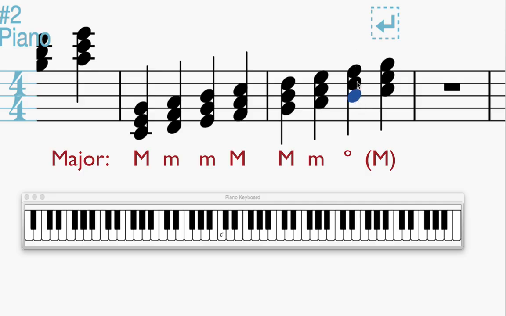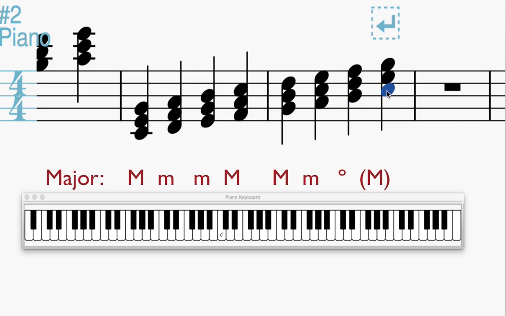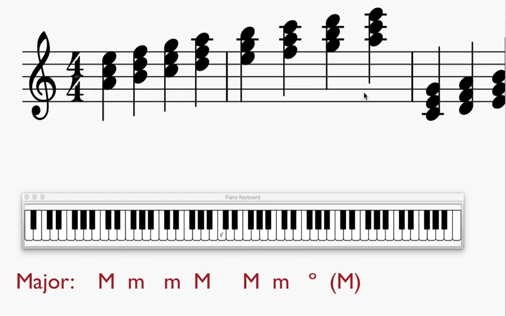This is a B diminished chord, and it's the 7 chord. Okay, it's the 7th chord in the sequence. It's the chord built on the 7th in the key of C, because B is the 7th in the key of C. Let's jump back to A. Our diminished chord in A is also B, right? But it's only the 2 chord.